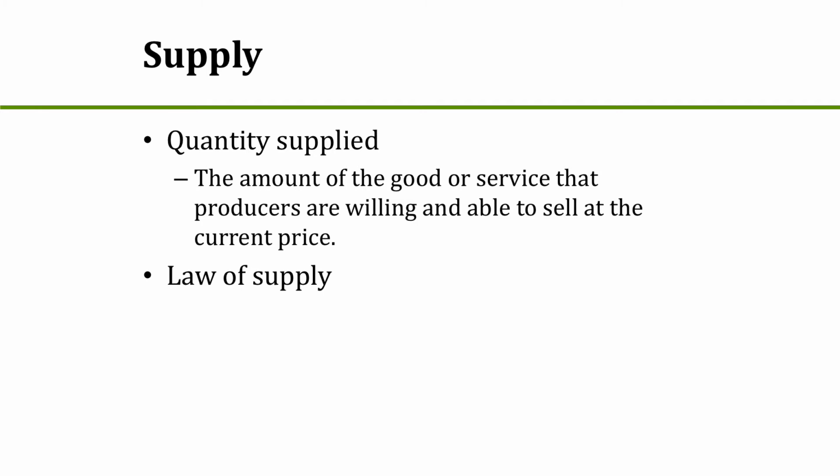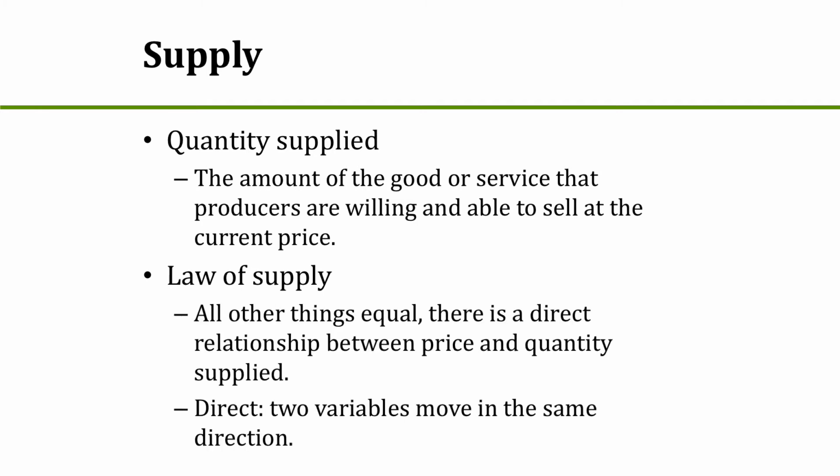Law of supply. As we did in the demand side, now we are defining a law related to supply, and we will call that law of supply. All other things equal, there's a direct relationship between the price and the quantity supplied. So basically when the price of a good increases, that means the quantity supplied will increase too. So when I say direct relationship, you need to understand that it's a positive relationship. When price increases, the quantity supplied is going to increase, or when price decreases, the quantity supplied will decrease.